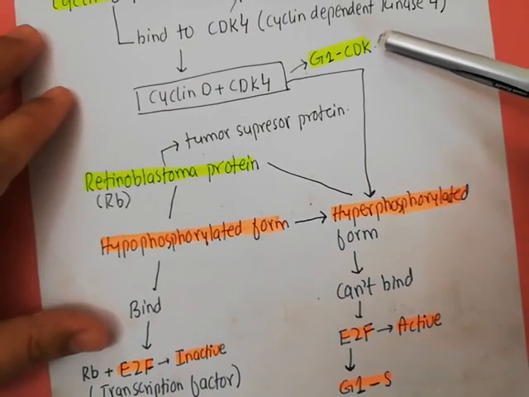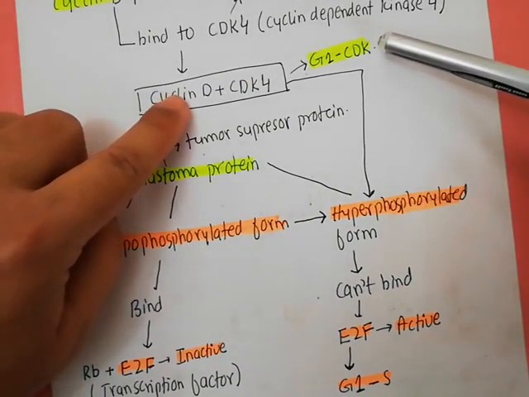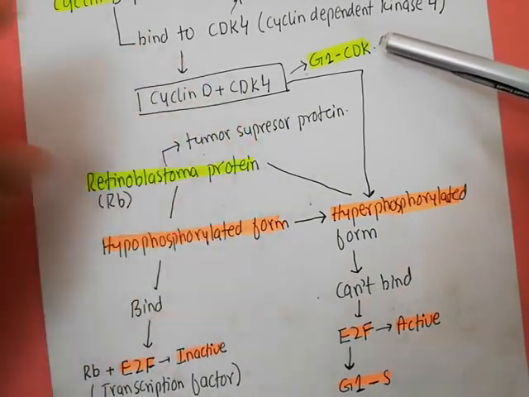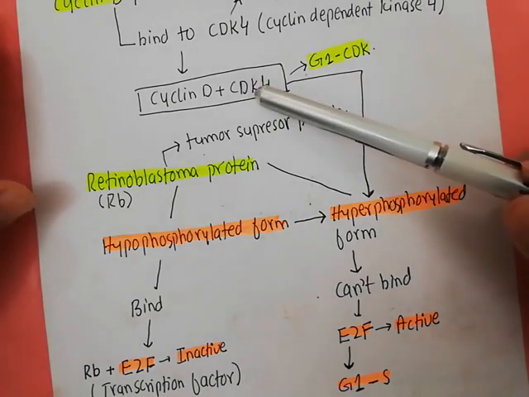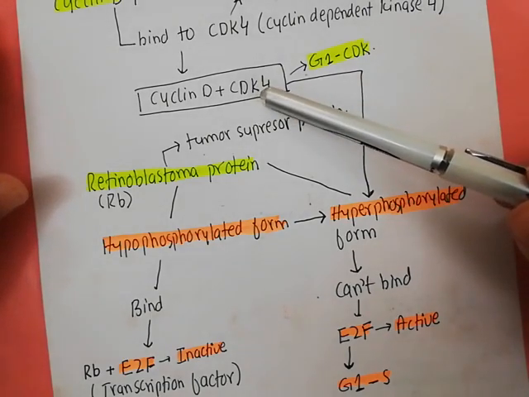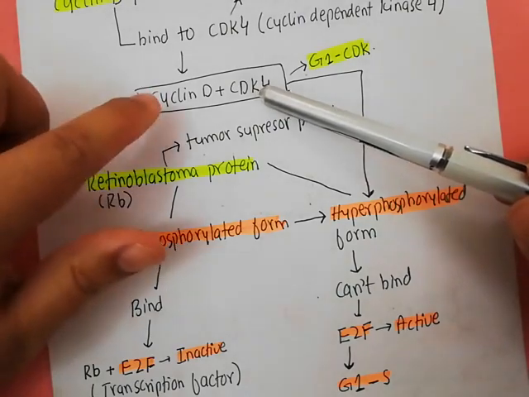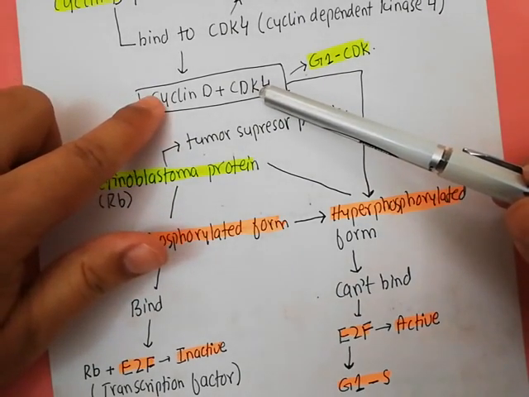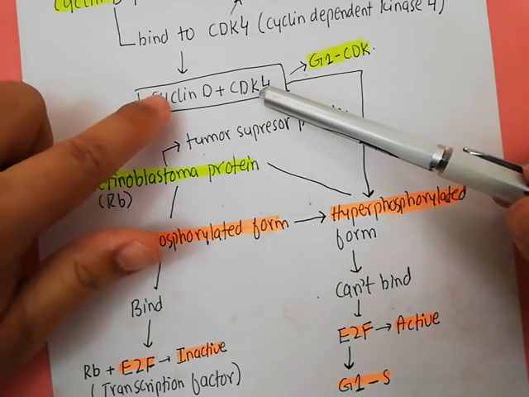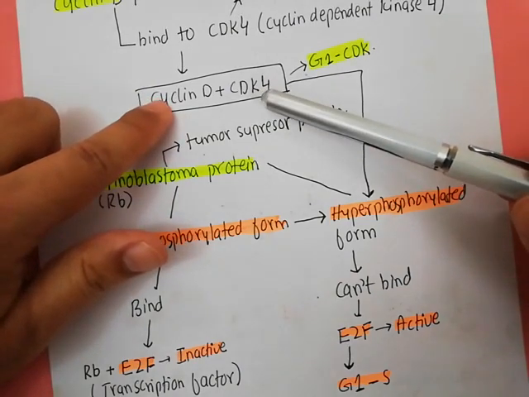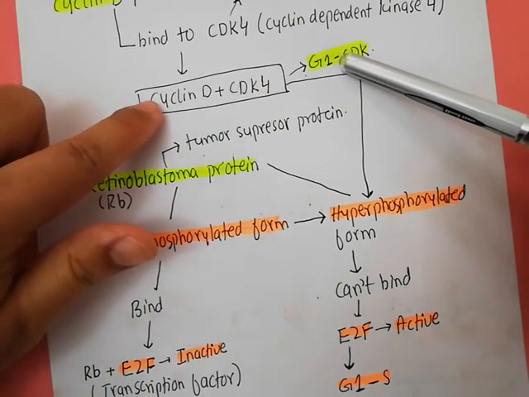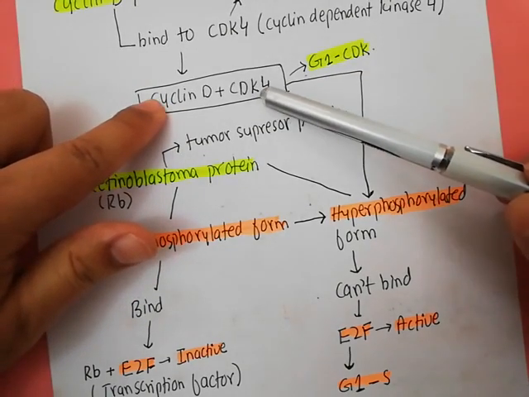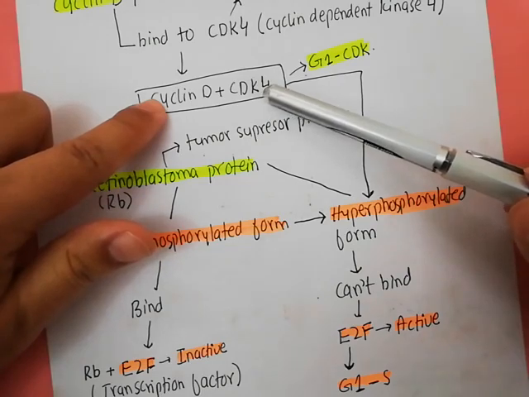Now one important thing is that the complex of cyclin D and CDK-4 is called the G1 CDK. The G1 CDK doesn't mean that you are talking about CDK-4 only. You are actually talking about the complex of CDK-4 with its regulatory subunit, which is cyclin D. So once cyclin D has bound to CDK-4, which makes the G1 CDK, the binding of cyclin D to CDK-4 is going to activate it.